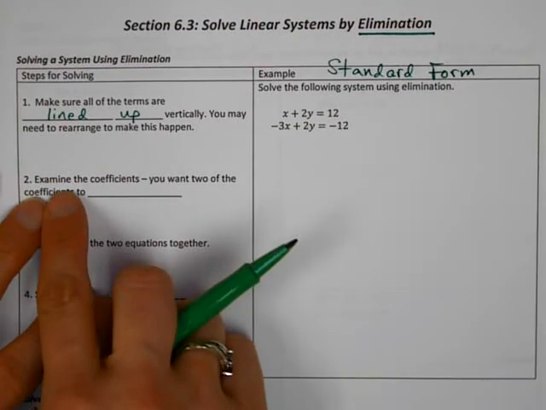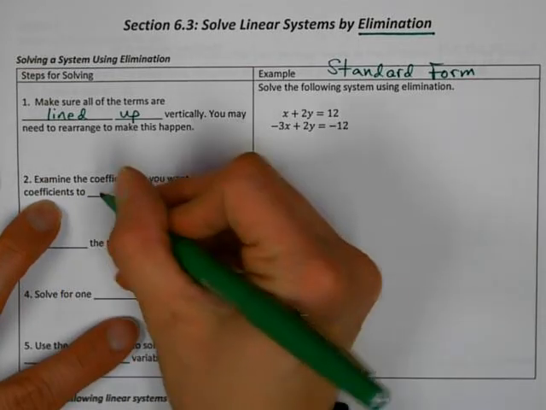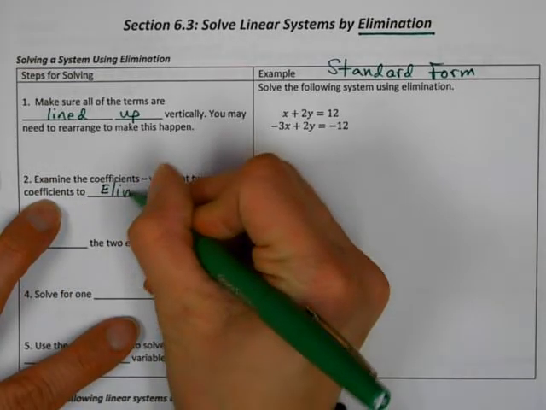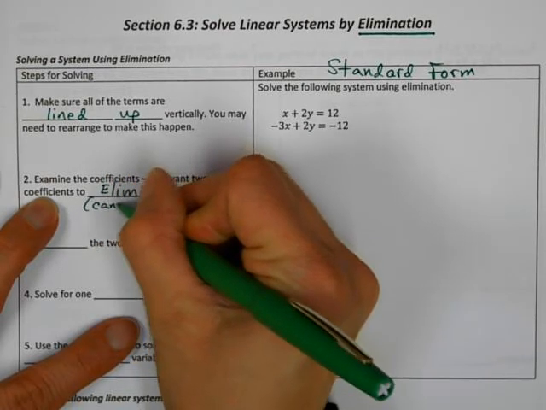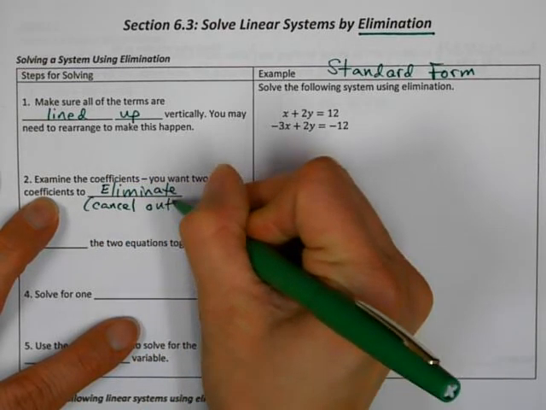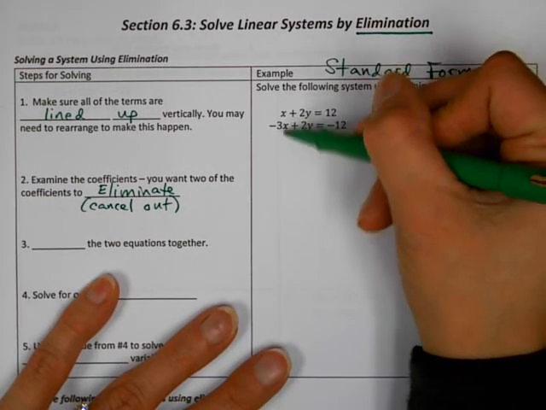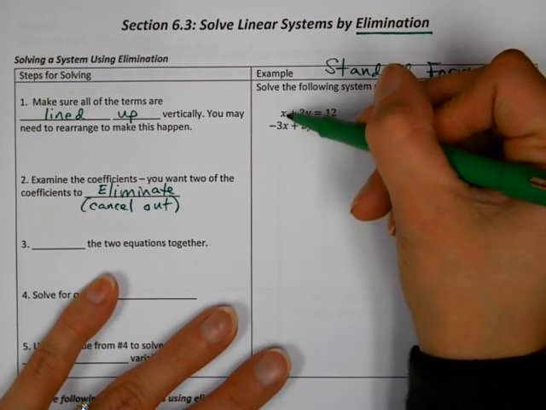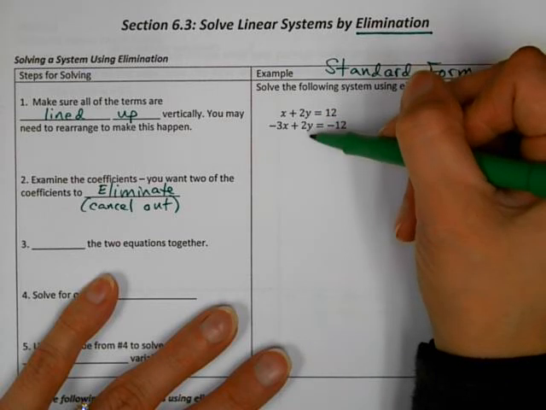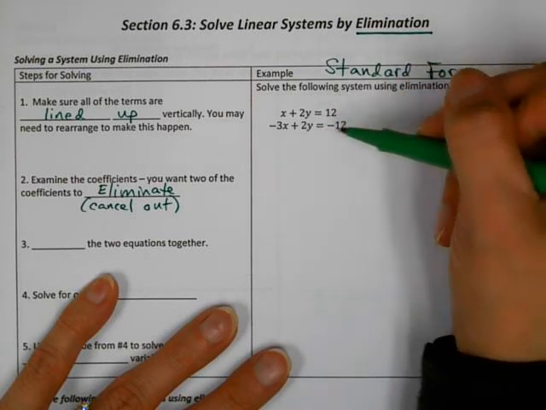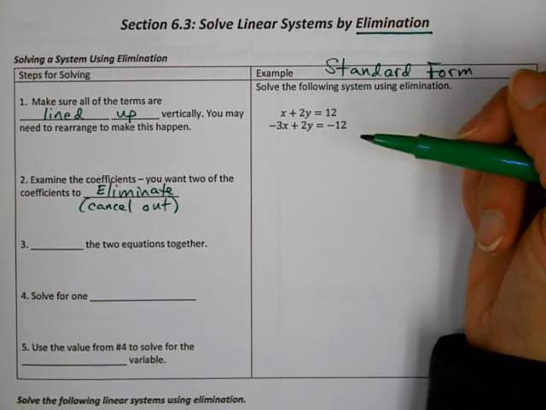Examine the coefficients. You want two of the coefficients to eliminate. What that means is cancel out. You want them to cancel each other out. So let's take a look here. Do I have x's that eliminate? No. Do I have y's that eliminate? No. So we're not quite ready. I'm going to have to do something here to get them to eliminate.